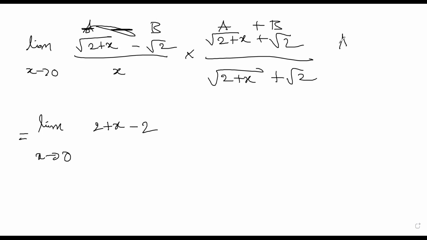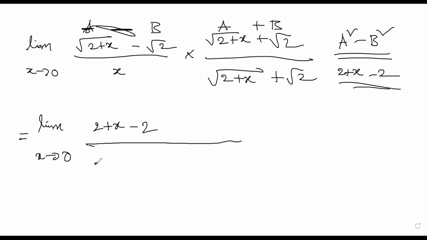So you have to write a square minus b square. A square is 2 plus x, and b square is root 2 whole square, that is 2. So the denominator is x inside the bracket, root of 2 plus x plus root 2.